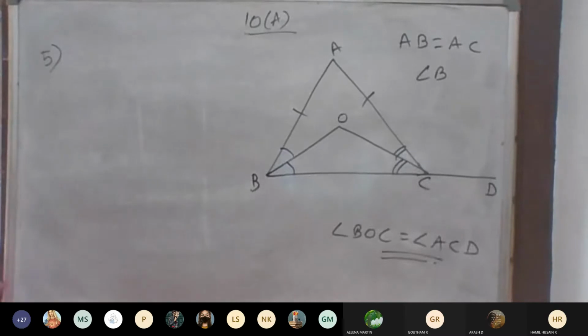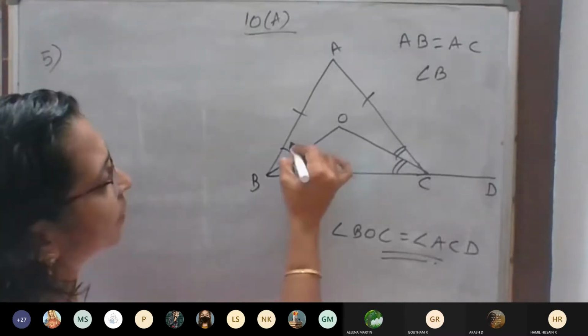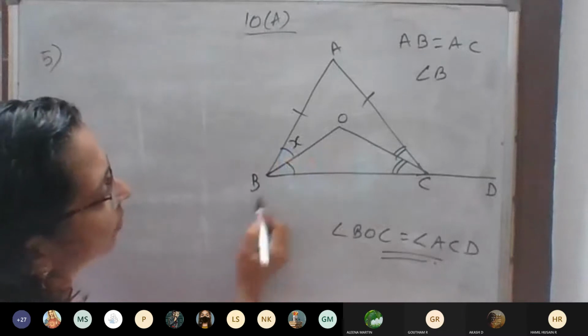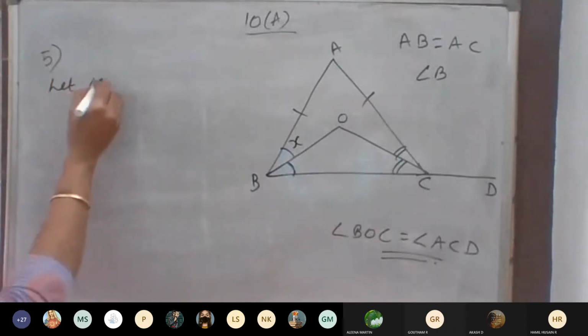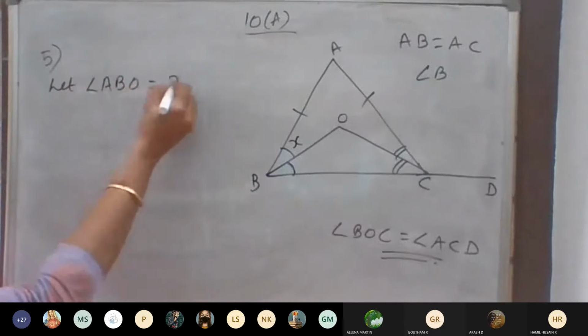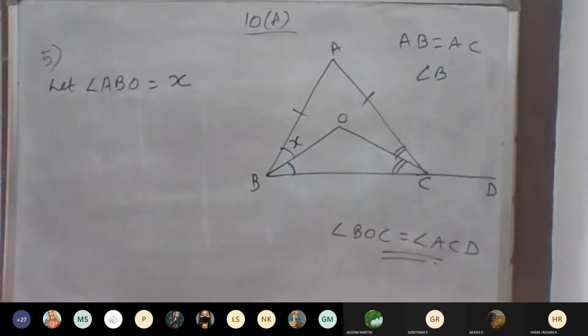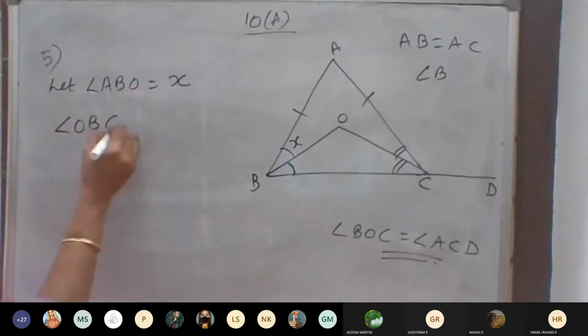So we don't know these angles. These two are equal. If we take this as x, what will be this? Let angle ABO be equal to x. We are assuming it as x. Then what will be angle OBC?